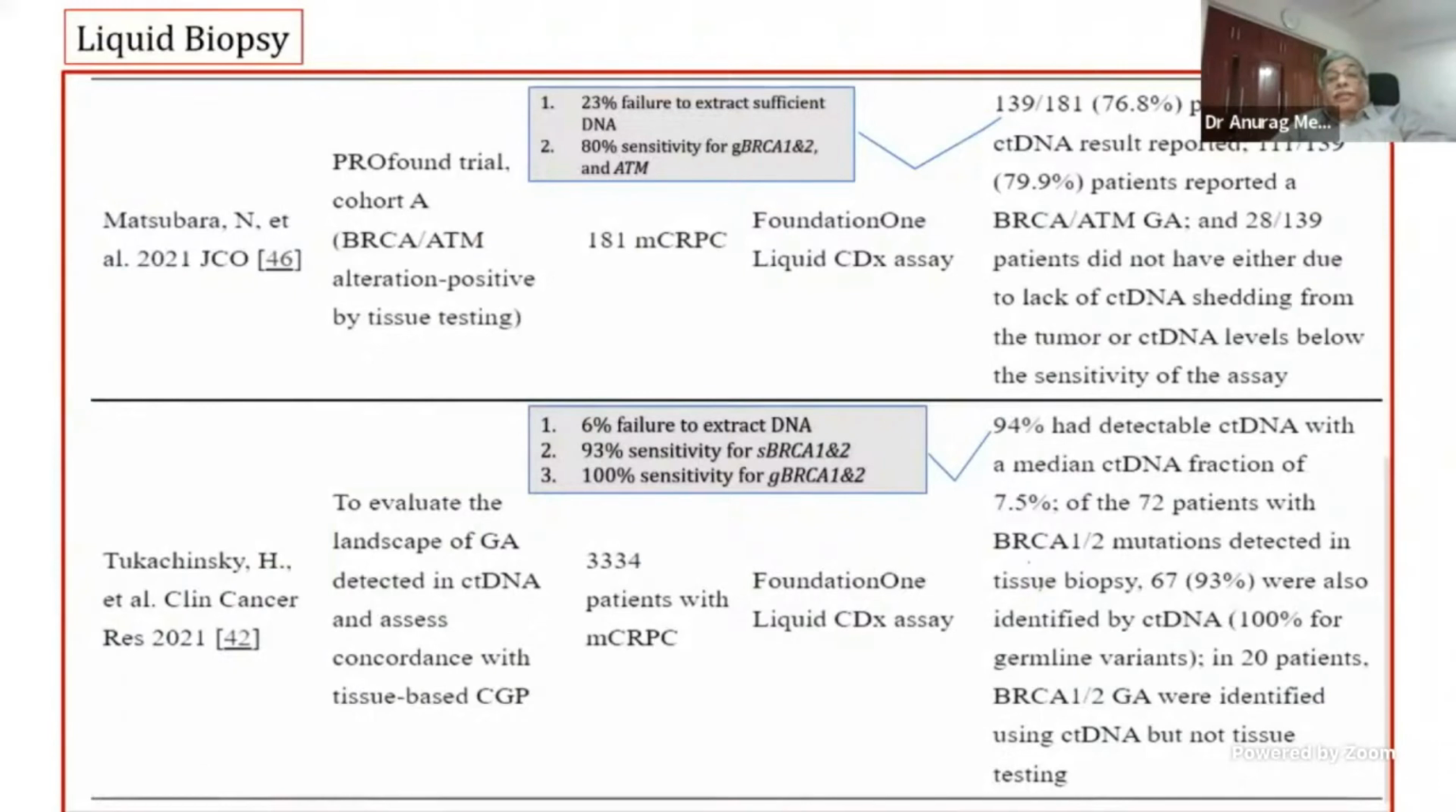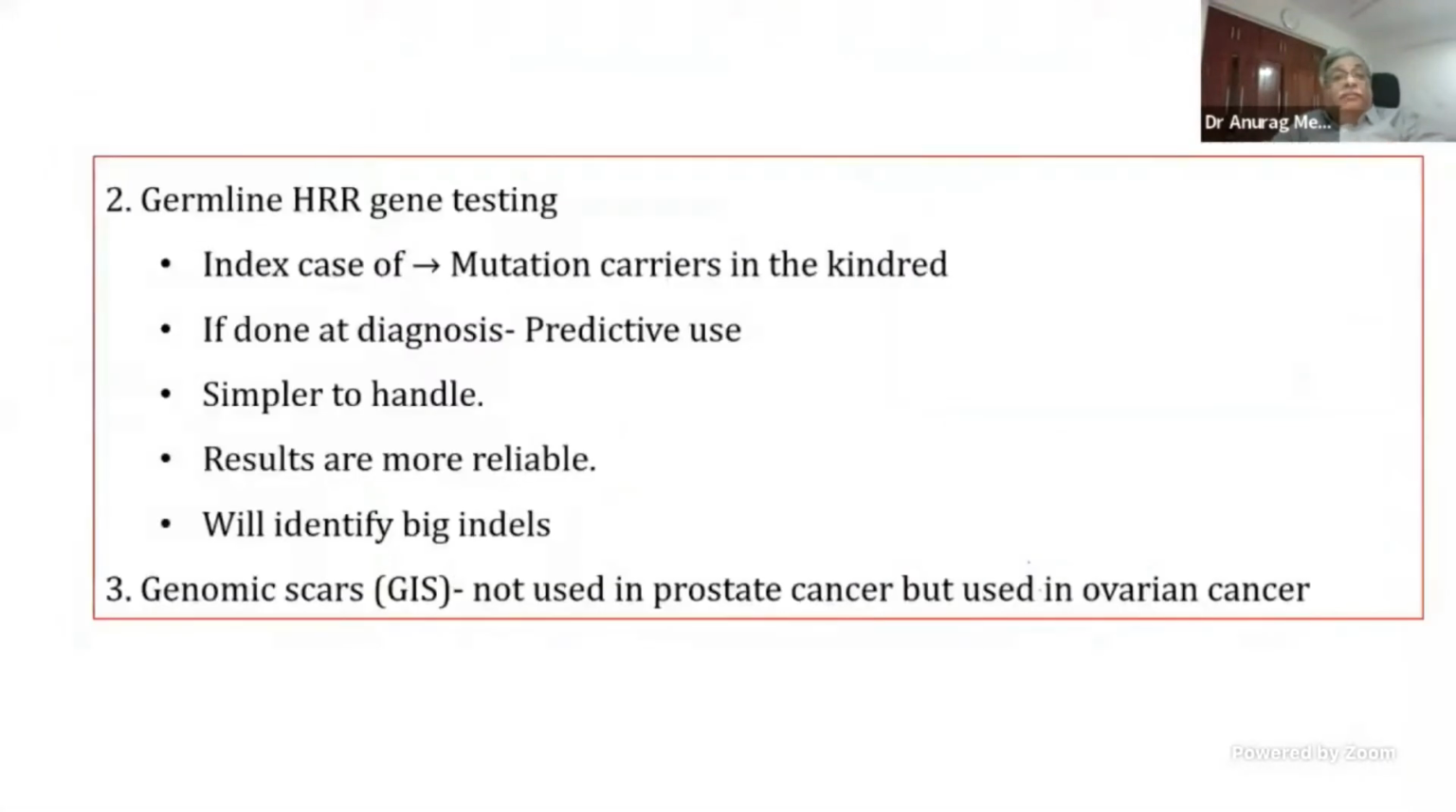And in case, as I said earlier, tissue biopsy is not useful, tissue is not available, or it is a bone biopsy which is not yielding result, you can use liquid biopsy. Sensitivity of 60% to about 90% has been seen. It's a good alternative. And if this also fails, then at least do the germline testing.